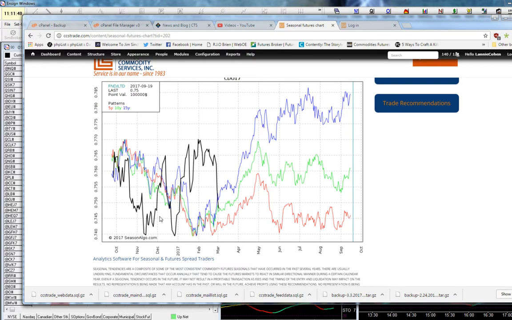The black line is the current price as of early March. Right here is where the Canadian dollar closed. The red is a 5-year seasonal, the green is a 10-year seasonal, and the blue is a 15-year seasonal.